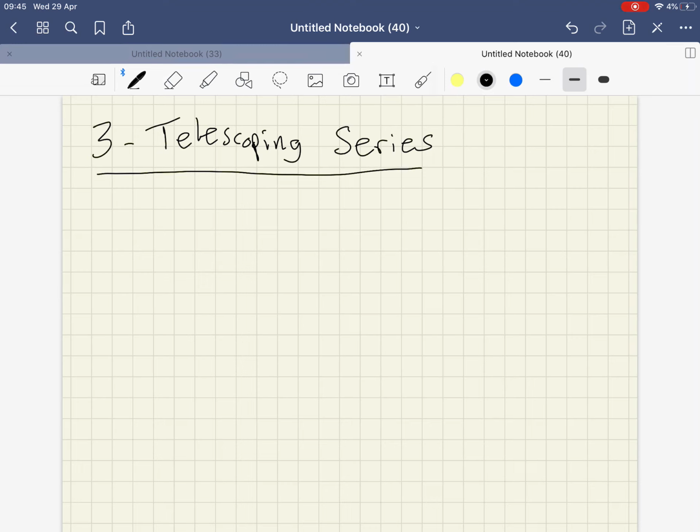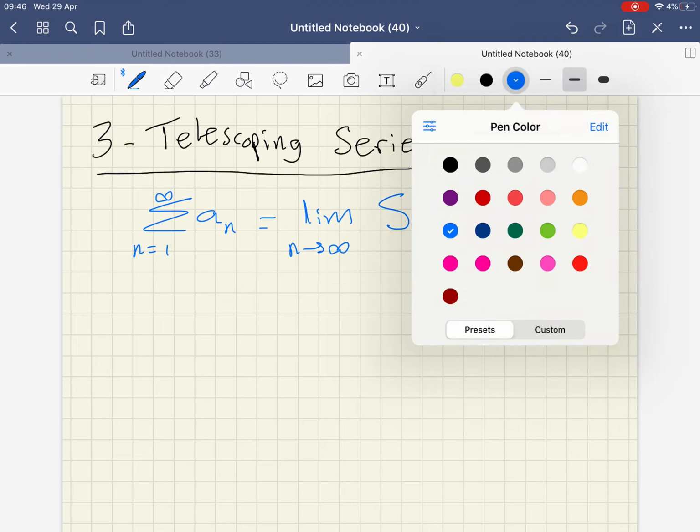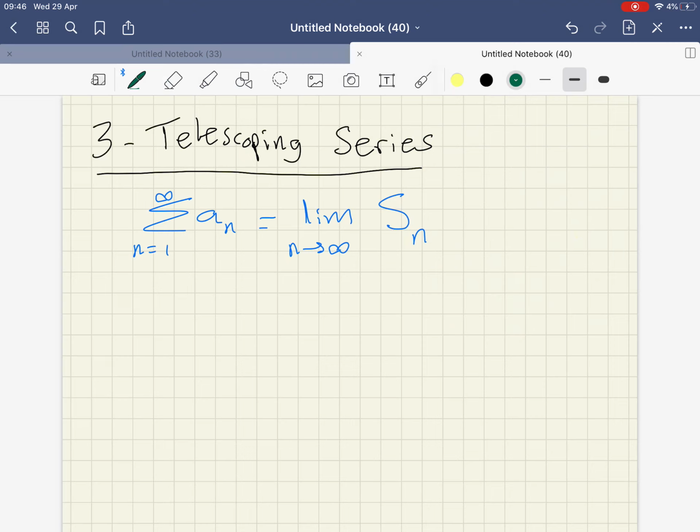Just to remind you how we find the sum of any series starting from 1 or from 0. If you remember, we need to find the limit as n goes to infinity of the partial sum. And the partial sum, Sn, is just the sum of the first n elements. If we start from 0, this will go from 0 to n minus 1.